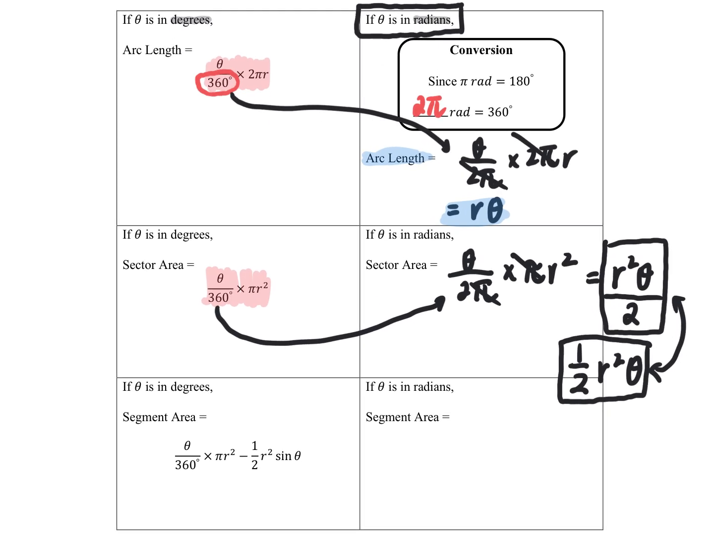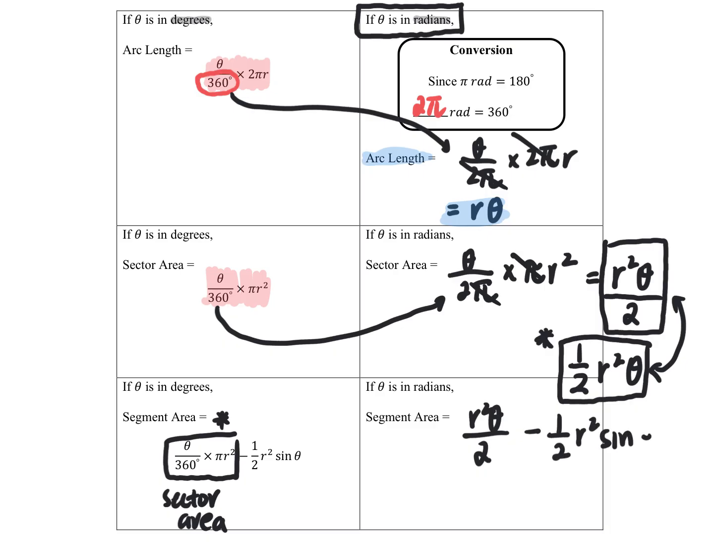Segment area. This is your sector area. So instead of writing this, I change it to this. So r square theta over 2. So this formula is exactly the same, just that we change this part to this. So these 3 formulas we will be using for 9.4.